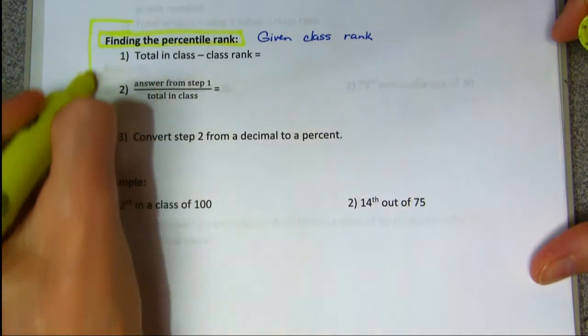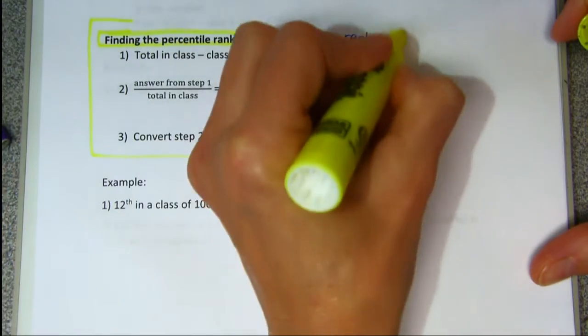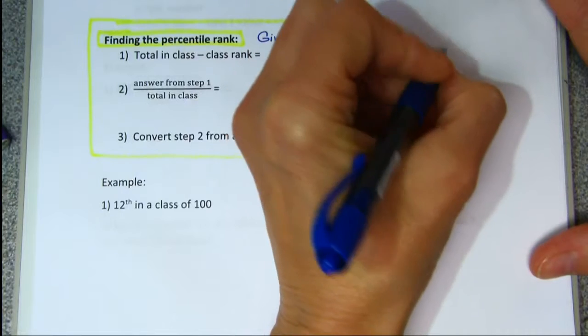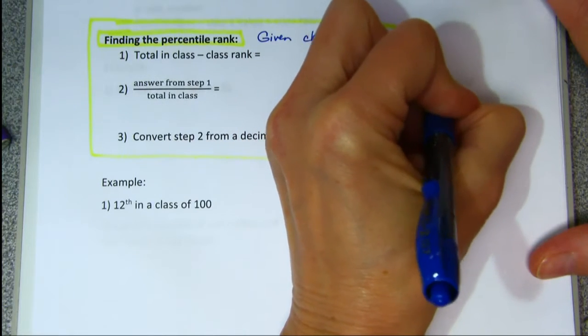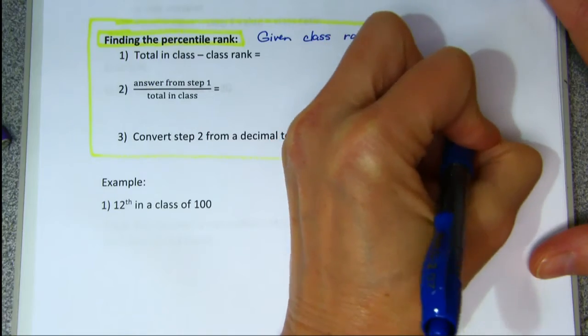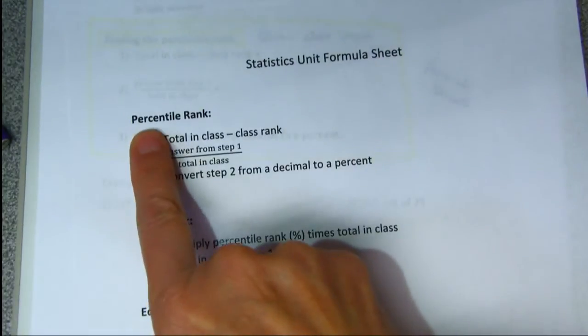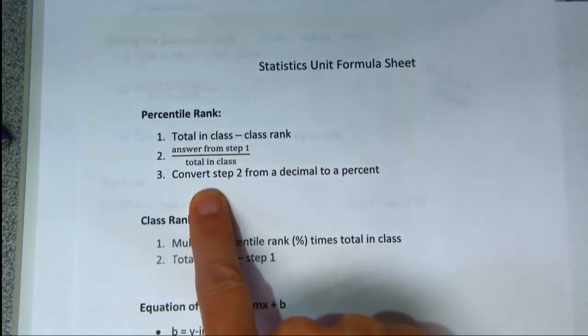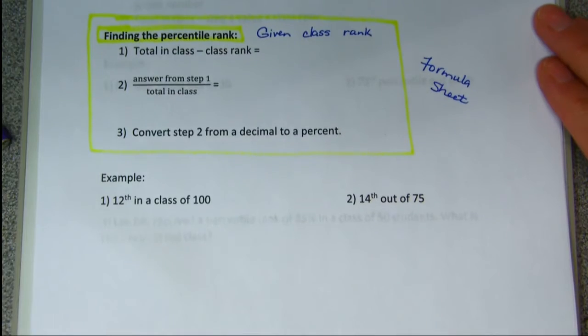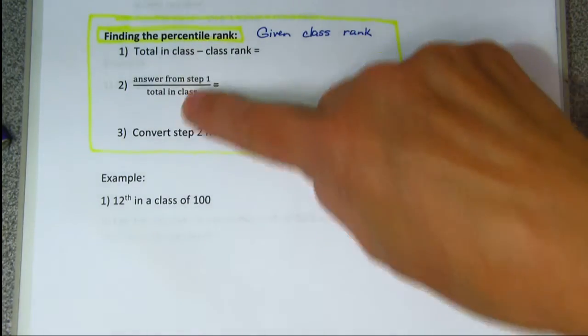Now, these steps right here, if you'll notice, finally, we're using the formula sheet. So these steps are listed on your formula sheet. If you're looking for the percentile rank, these are the 3 steps that we're going to take. All right? So let's take this example and do it step by step.